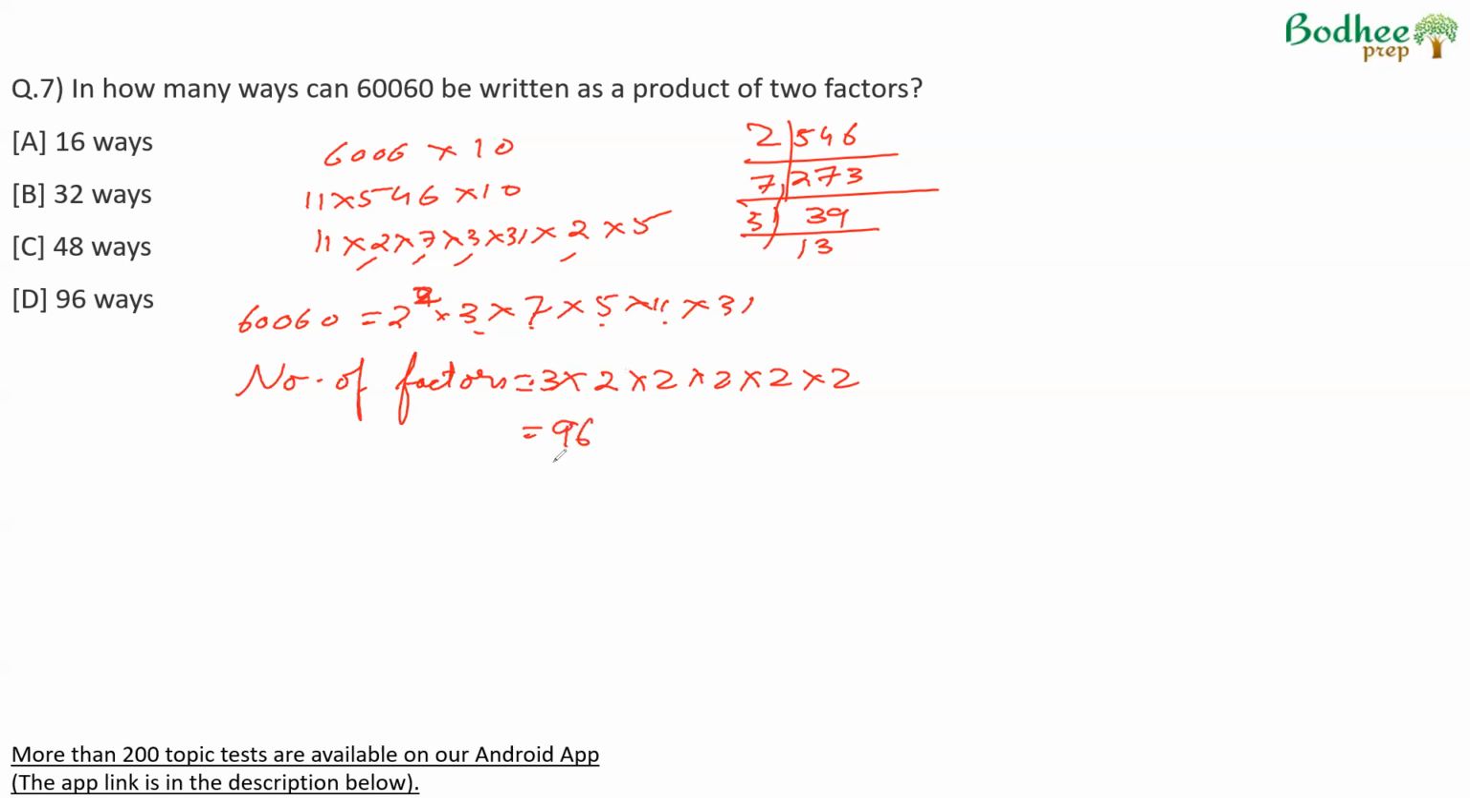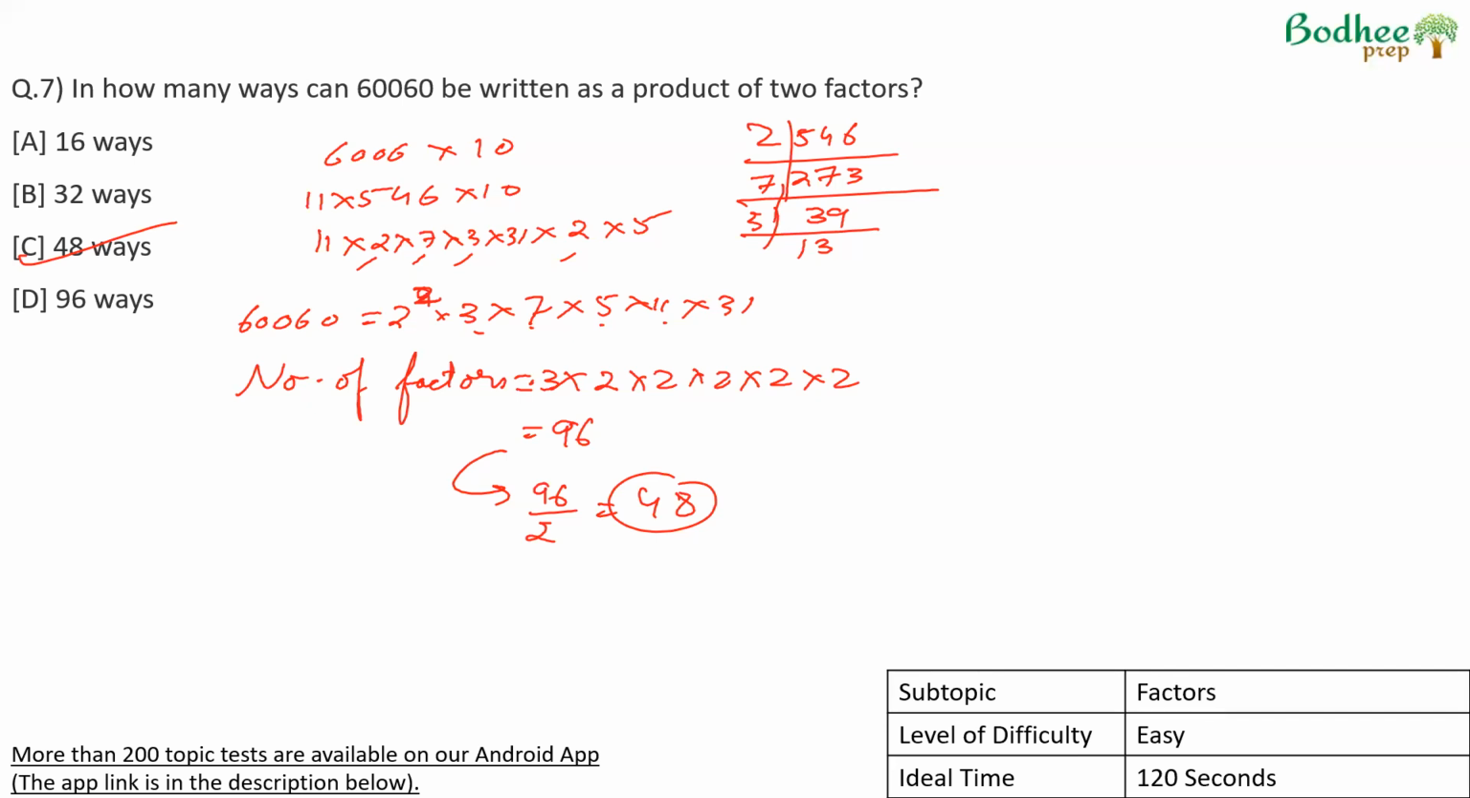Combining two factors, the first and the last, the second and the second last, if we multiply, we get the number itself. And therefore, from 96, we can have 96 by 2, that is 48 pairs. There will be 48 ways of writing 60060 as a product of two factors. Option C becomes the answer.